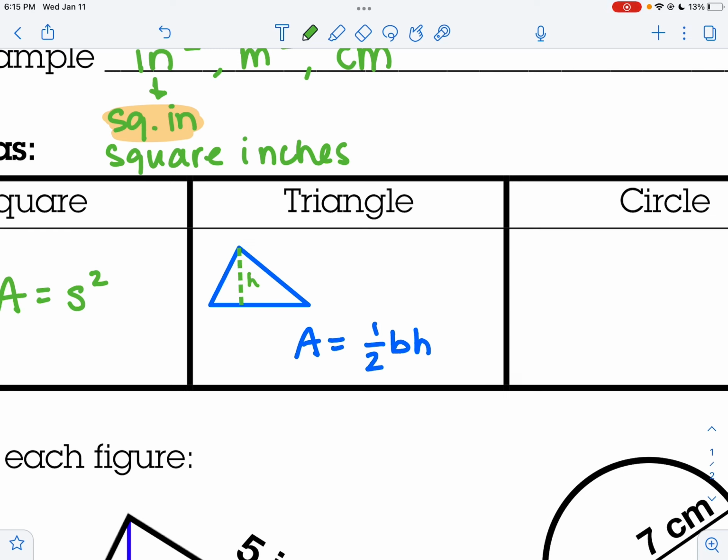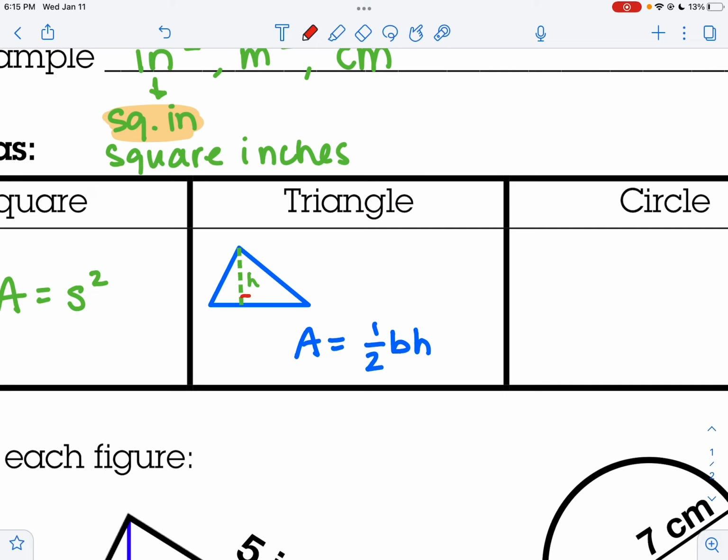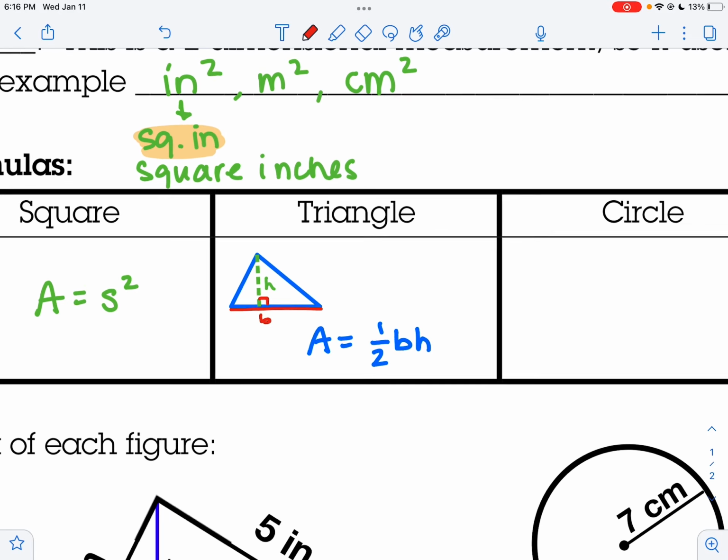Then whatever's perpendicular to that, that's your base. If you have a right triangle, your height and your base will actually be two sides of the triangle, but anything other than a right triangle, you're going to have one of those dotted lines. So from the base all the way up to the top corner, but it has to be perpendicular to be a base and a height.